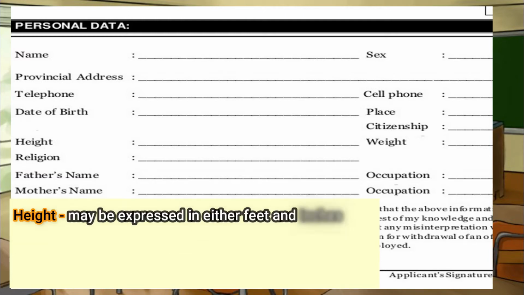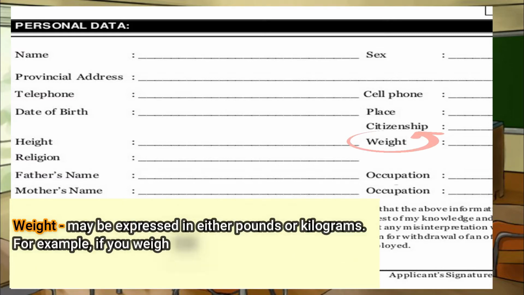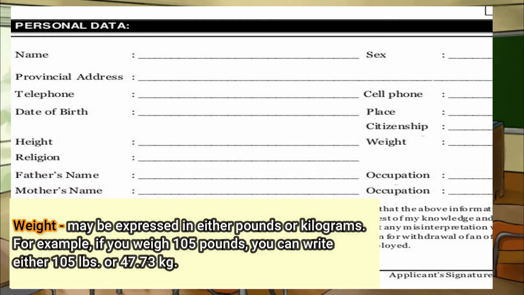Next, height. It may be expressed in either feet and inches or centimeters. For example, if you are 4 feet and 6 inches tall, you can write either 4 apostrophe 6 double apostrophe, or 137 centimeter. Next, the weight. It may be expressed in either pounds or kilogram. For example, if you weigh 105 pounds, you can write either 105 pounds or 47.73 kilogram.